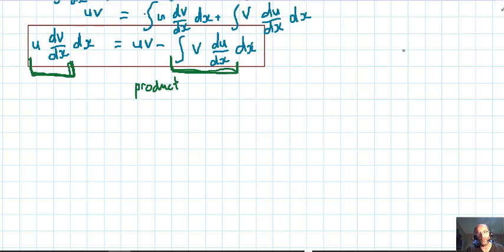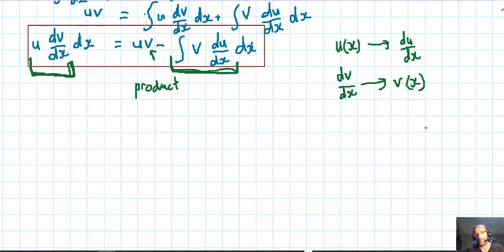One of the goals in this is how you set it up. You need to set one of the functions as u, or u of x, and as you can see, what happens to u of x, it's got to be differentiated to become du dx, and we also need to identify something else as dv dx, and what happens to it? It becomes integrated. So setting it up the right way is very important.